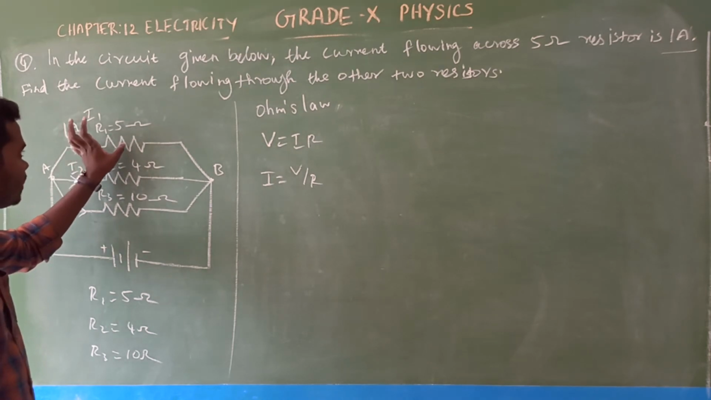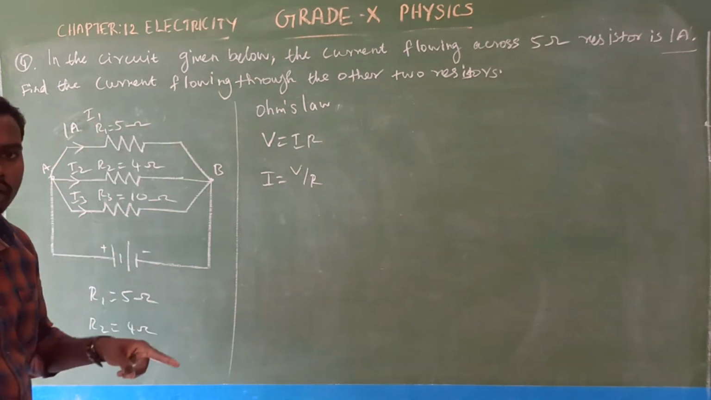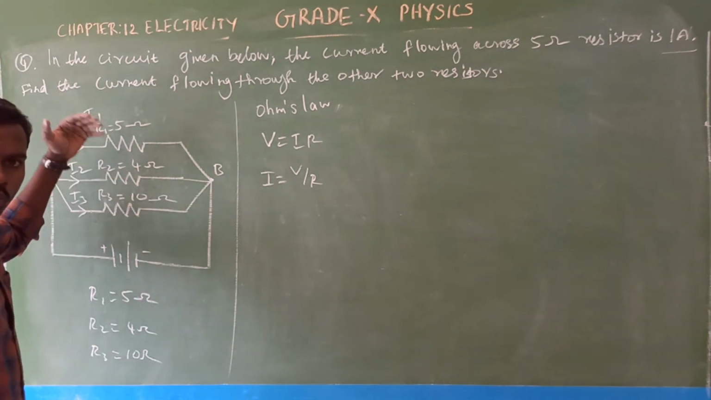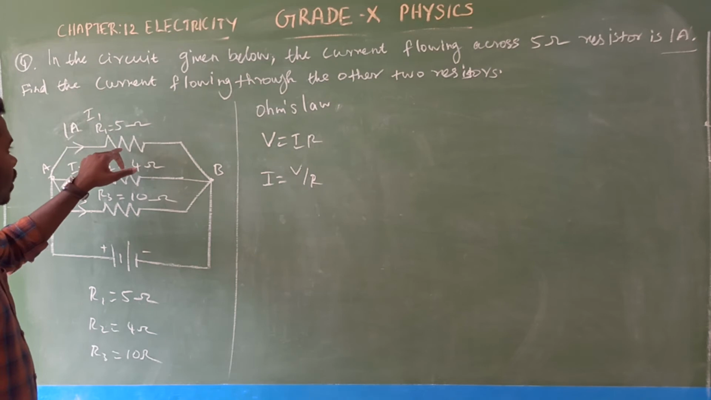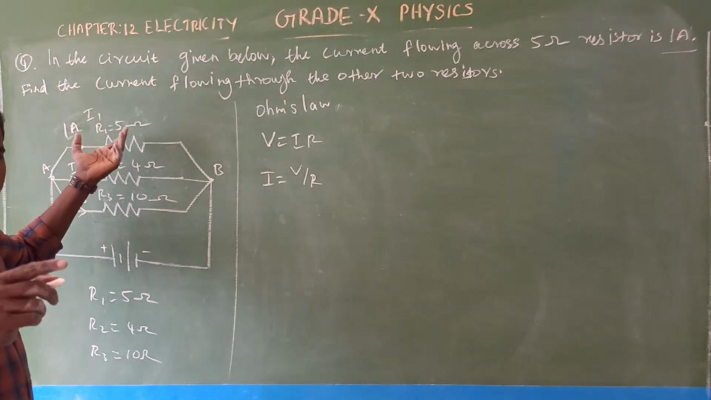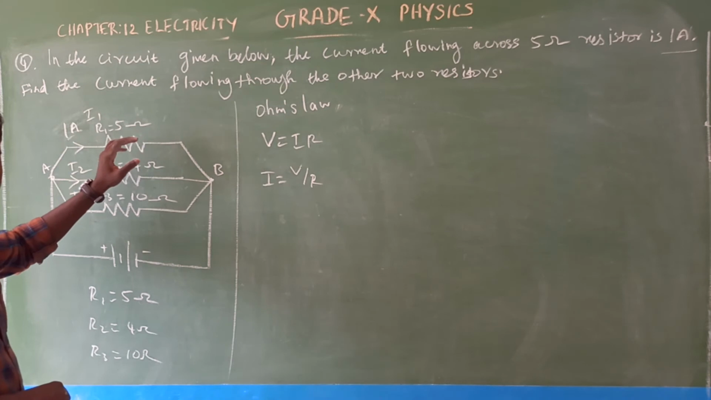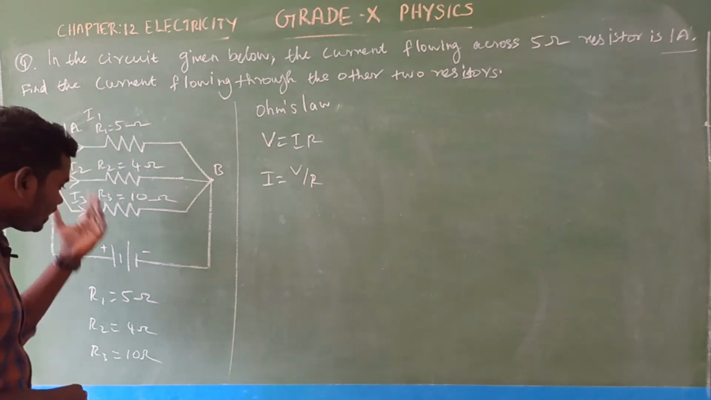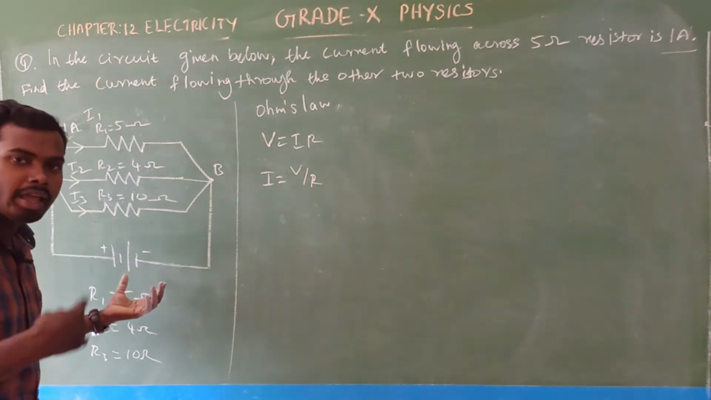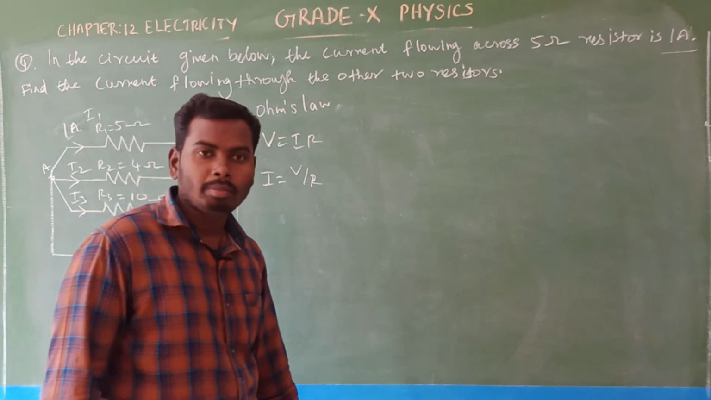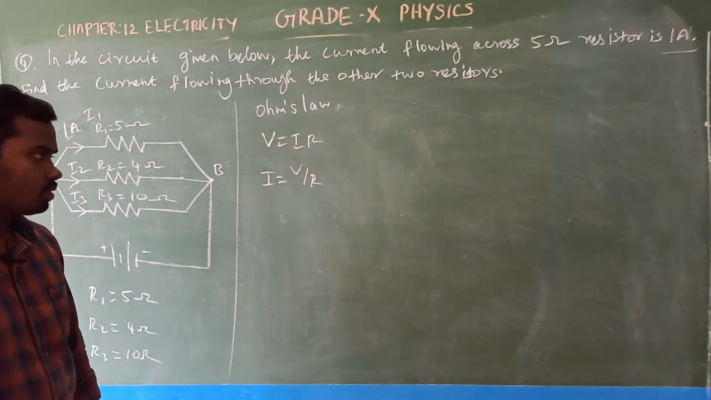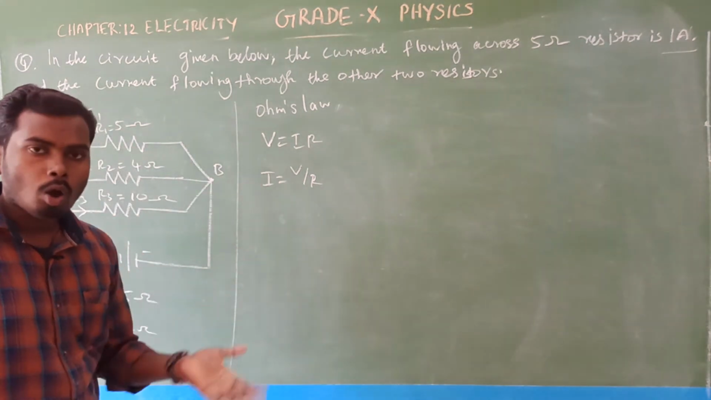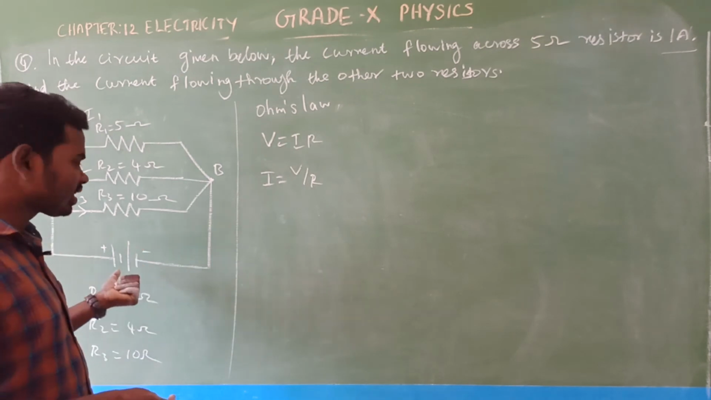And the resistance value is 5 ohm. So with the help of this current value and resistance value, we can calculate the voltage value, because in a parallel circuit voltage remains constant. If a 5 volt potential difference is there across R1, R2 also will have 5 volt, R3 also will have 5 volt. That is equal to the potential difference applied by the battery. So with the help of this resistance value and current value, first calculate the potential difference applied by the battery.